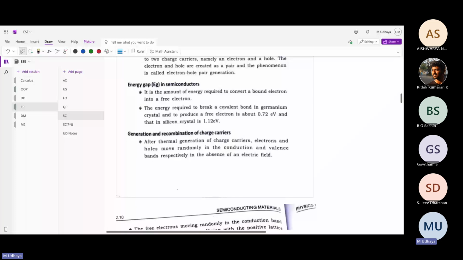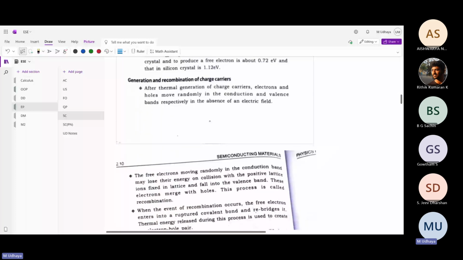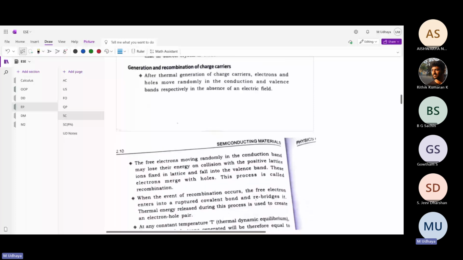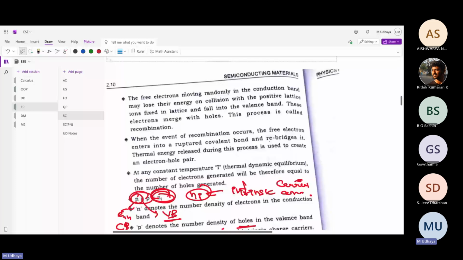And what happens after that? You are not continuously supplying thermal energy. Even if you do, these electrons which have gained thermal energy have jumped to the conduction band, but after some collisions they jump back to the valence band. After thermal generation of charge carriers, electrons move randomly in the conduction and valence band in the absence of an electric field. The free electrons moving randomly in the conduction band may lose their energy on collision with the positive lattice ions fixed in the lattice and fall into the valence band. These electrons merge with holes, and this is called recombination. Once they broke up, now they combine again.